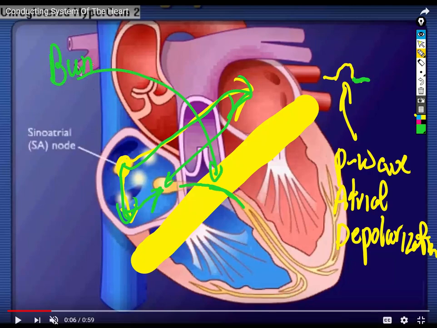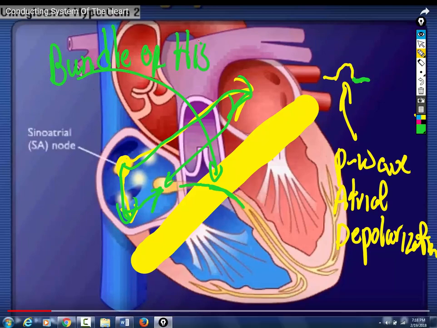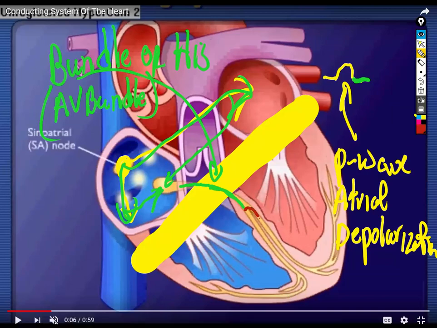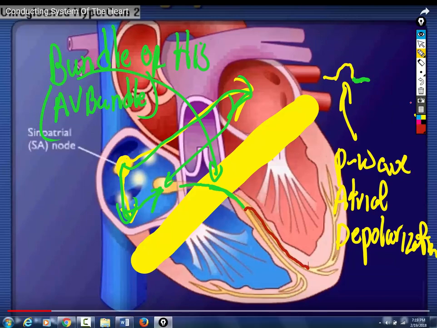Then that impulse will travel through the next portion of the conduction system, which is called the bundle of His. In your book, it is called the AV bundle, the bundle of His. And then the bundle of His branches into the left bundle branch and the right bundle branch. And as you can see, the left and right bundle branch further bifurcate into the Purkinje fibers.